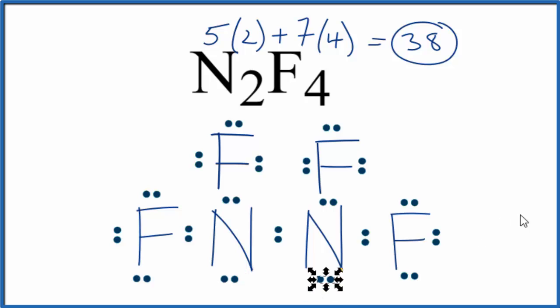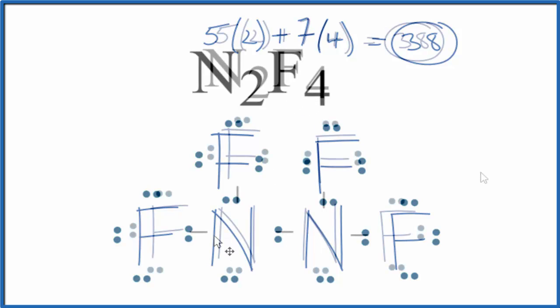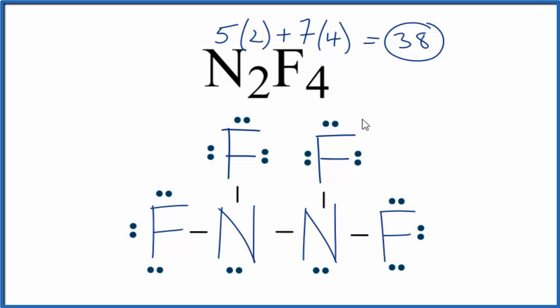And that's it. We've used all 38 valence electrons. All the atoms here have octets. This is the Lewis structure for N2F4. We could replace the bonds with lines, which might look a little bit neater.